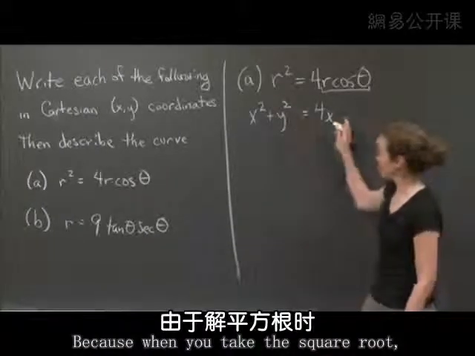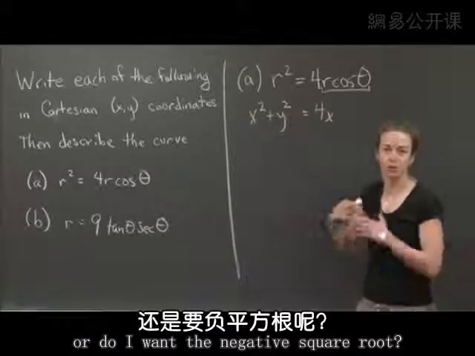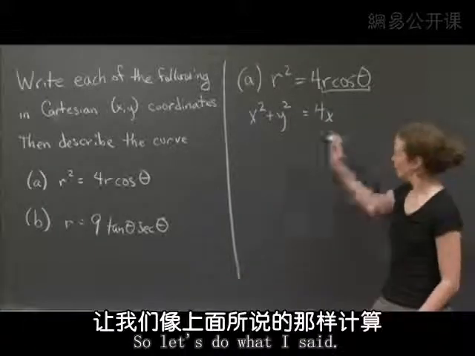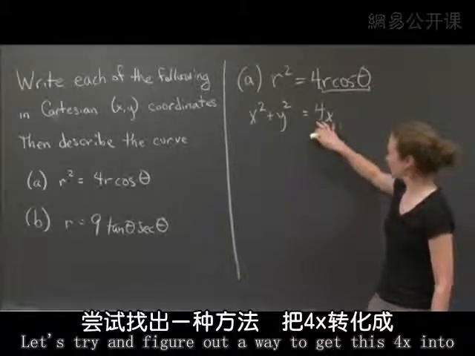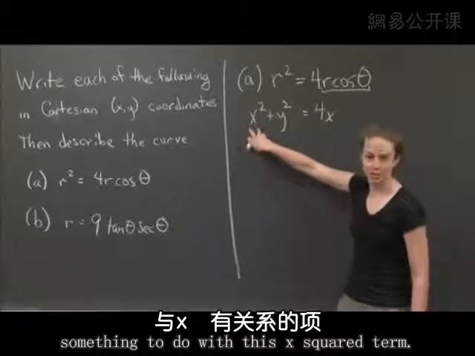Because when you take the square root, you would have to say, do I want the positive square root or the negative square root? We'd lose a little bit of information. So we do not want to solve for y. So let's do what I said. Let's try and figure out a way to get this 4x into something to do with this x squared term.